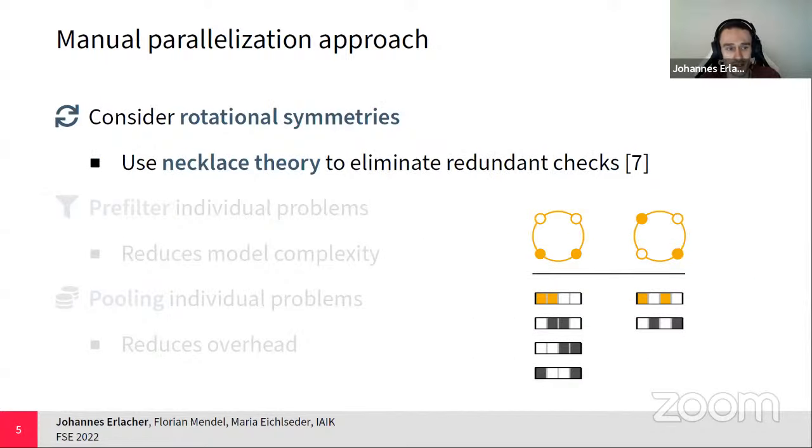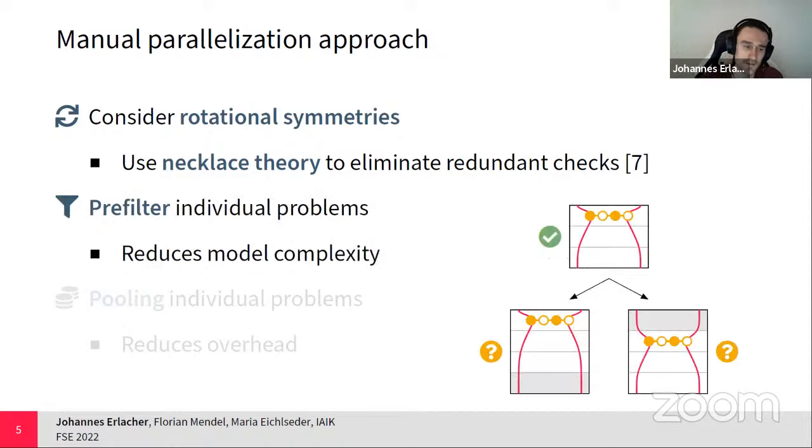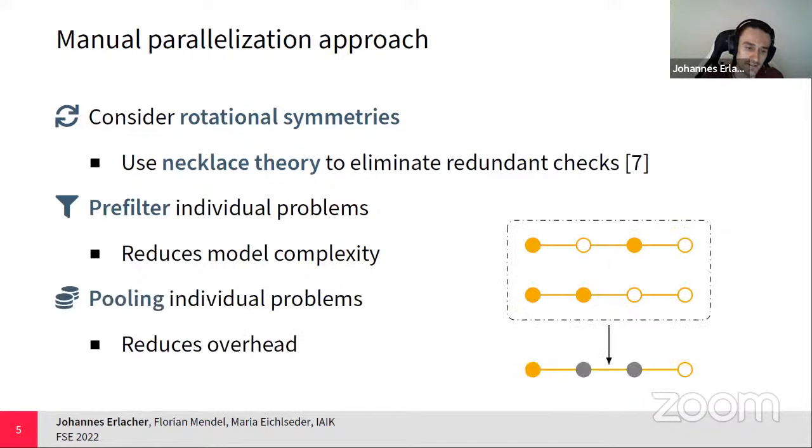This approach enables us to propose further optimization steps, like considering rotational symmetries within the permutation, and using necklace theory to eliminate redundant checks in our search space. We also consider shared preconditions among our problem instances, which enables us to use models with reduced complexity to pre-filter our partitions. And finally, we can consider pools of similar problems as a single problem instance in order to reduce the overhead this approach has.